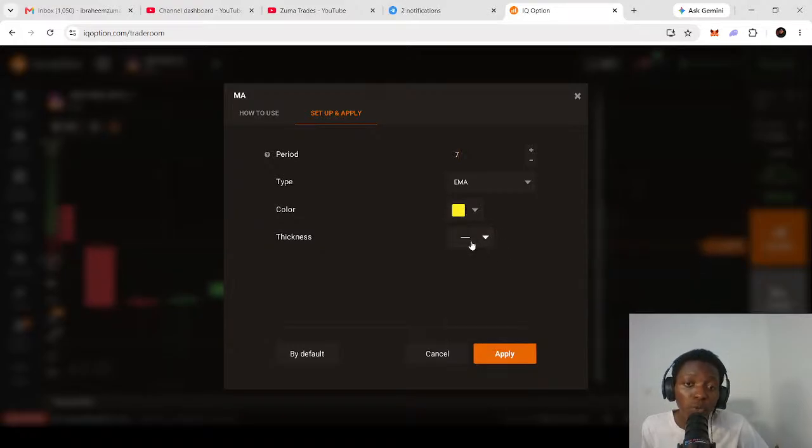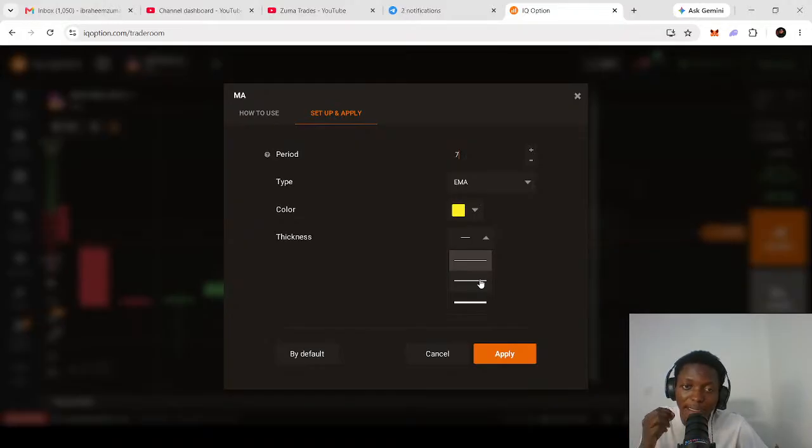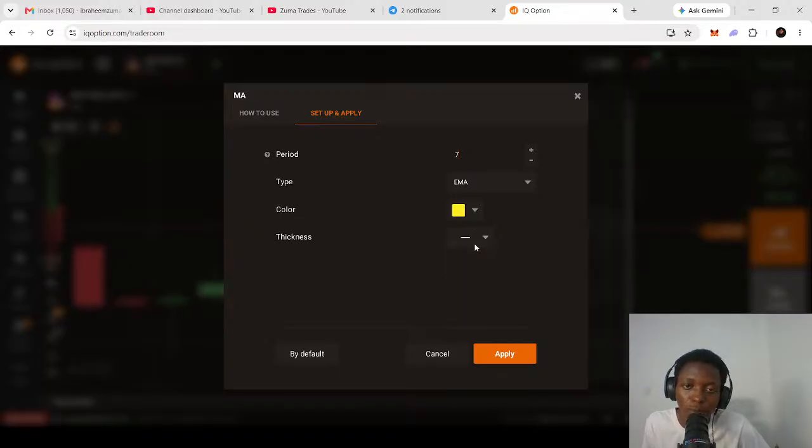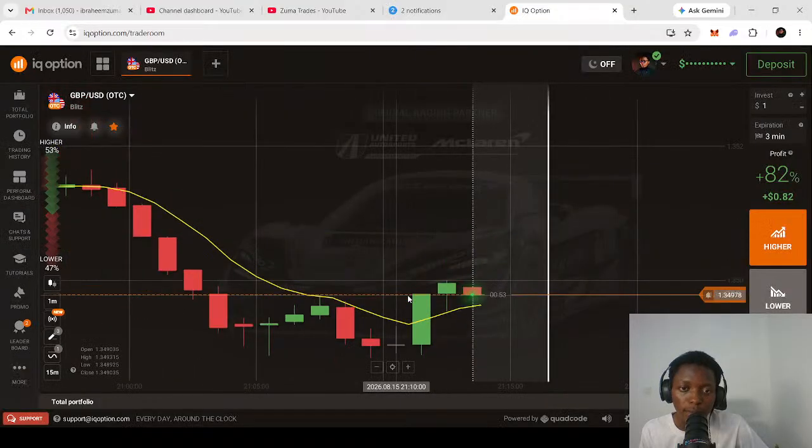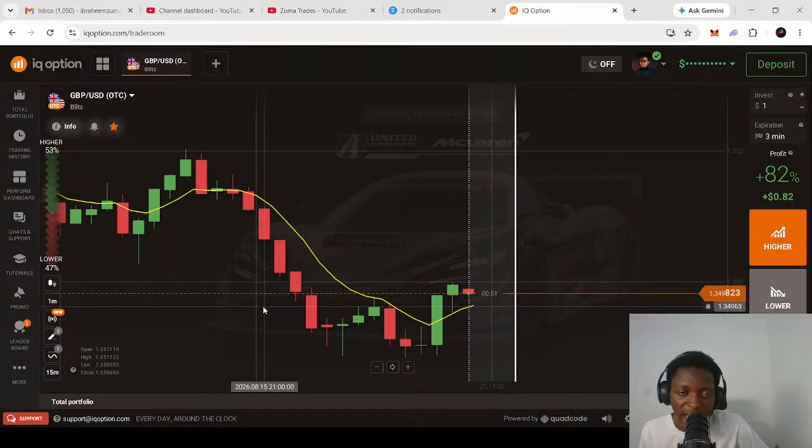And then we're going to come right here. This is the thickness of the line. The moving average, as you know, is a line, and we want to make sure that we can see the lines very clearly. So we use this thicker line at the center to thicken the lines, and you can just click apply. And now, as you can see, we can see the moving average clearly.